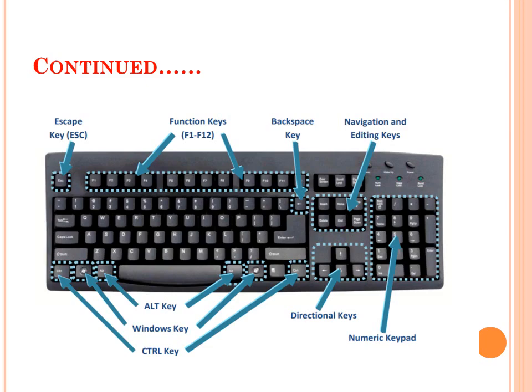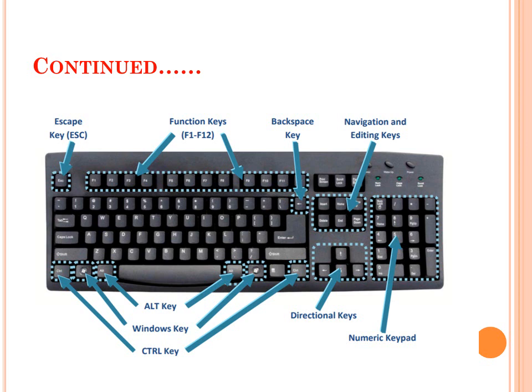Second one is numeric keys. Numeric keys are numbers and mathematical operators. Numbers, as we have learnt, are from 0 to 9, and mathematical operators include plus, minus, multiply, divide, asterisk, and mod. Third is the function keys. Function keys are used for special functions from F1 to F12.